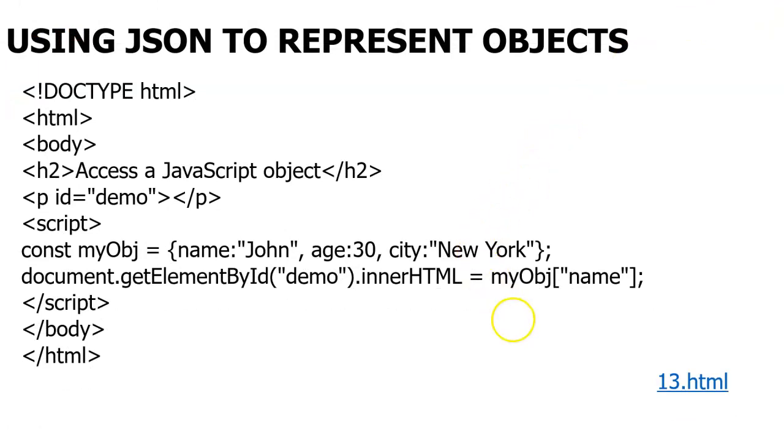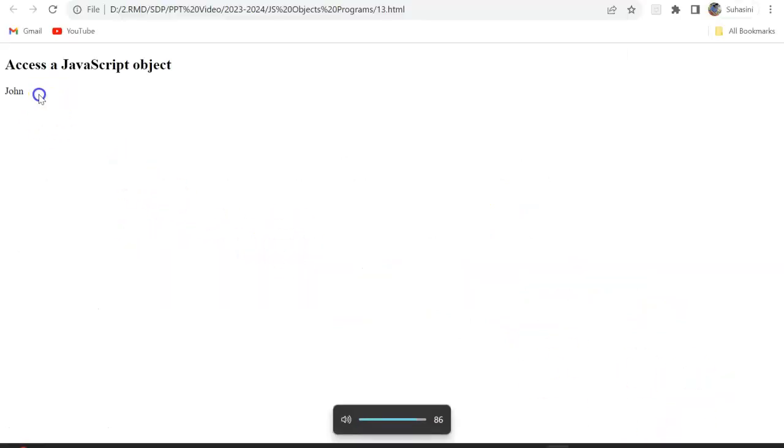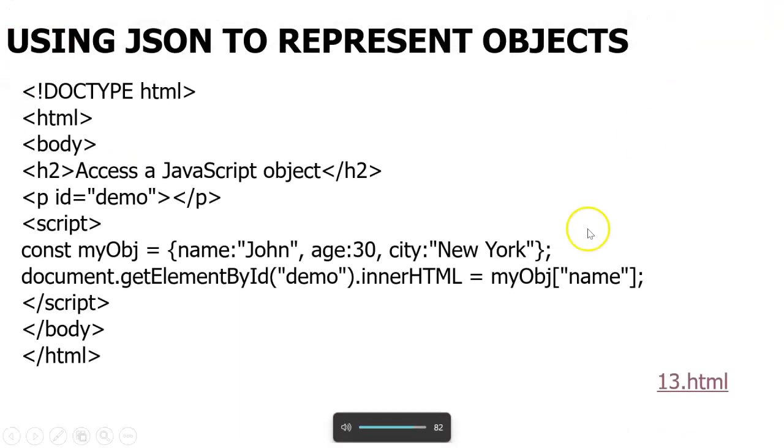Next, followed by the name. What is my object name? It is John. John will be printed. So it is John that is printed. So this is how it works.